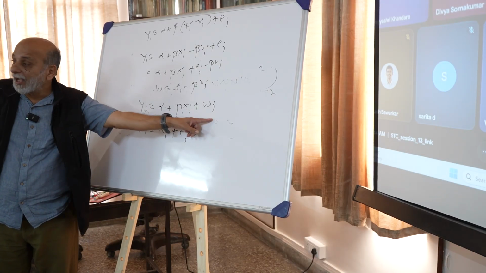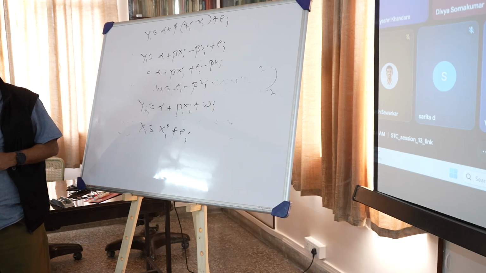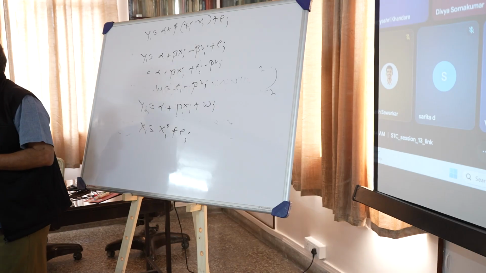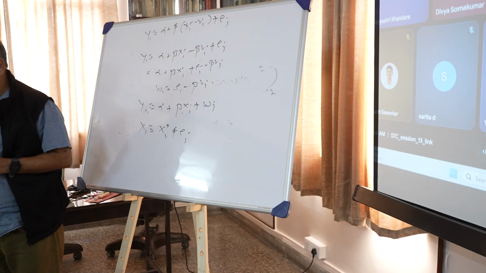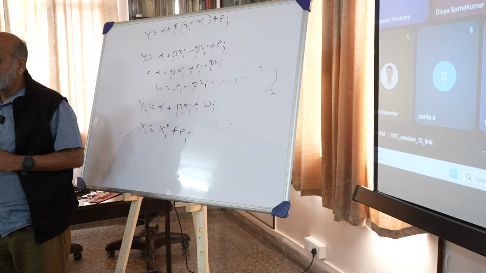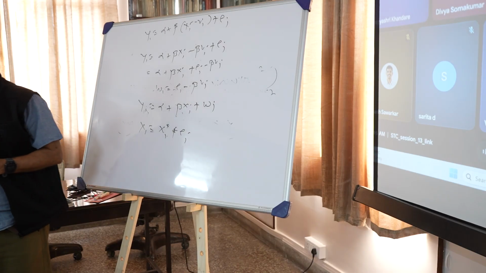So xi and the error term in this regression get correlated. So if you have errors in variables, you will get biased regression coefficients. That bias is called the attenuation bias.